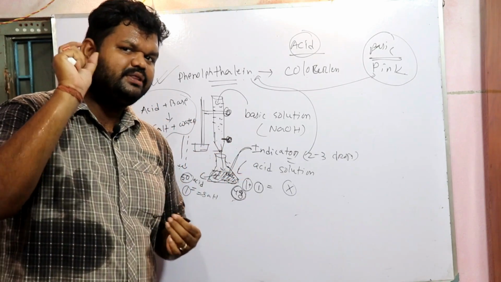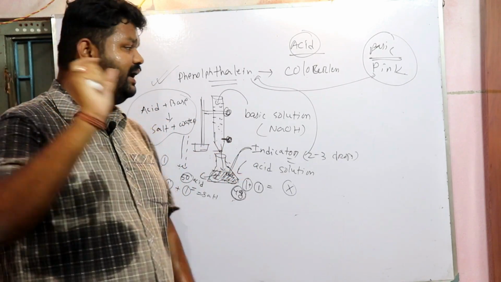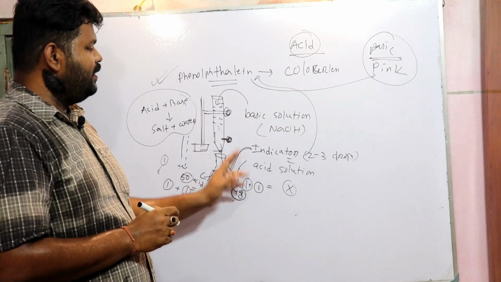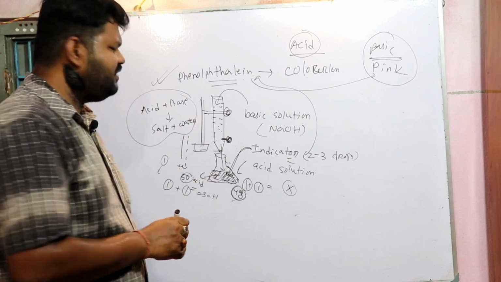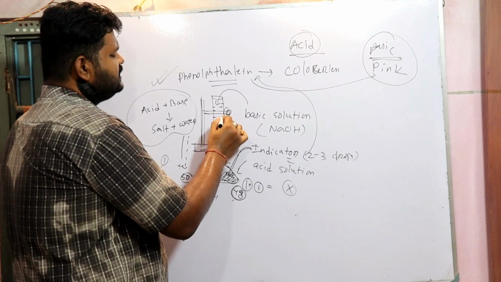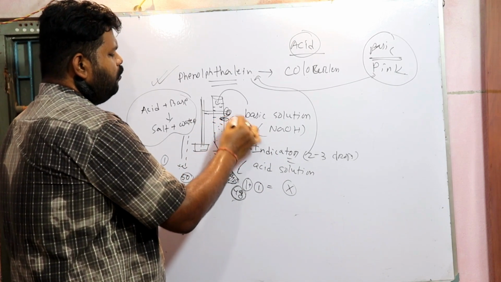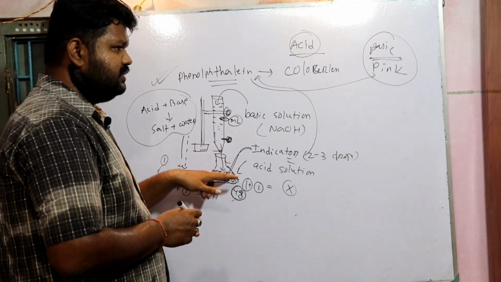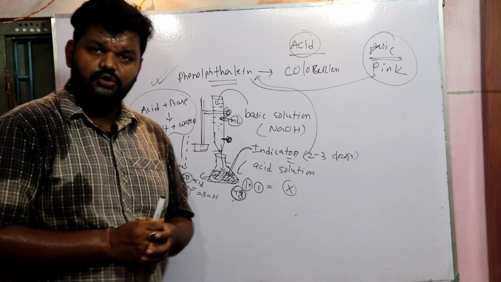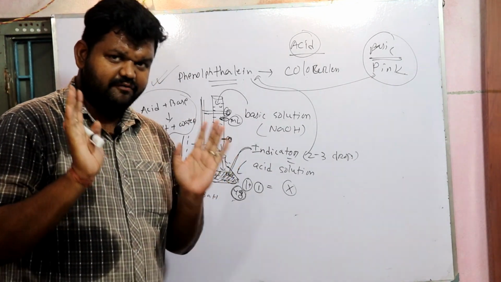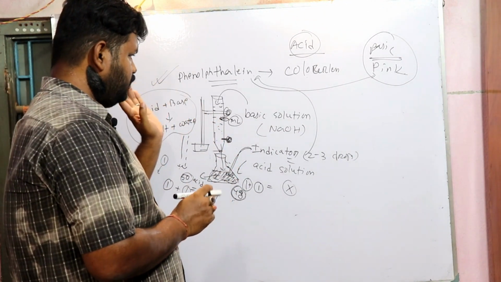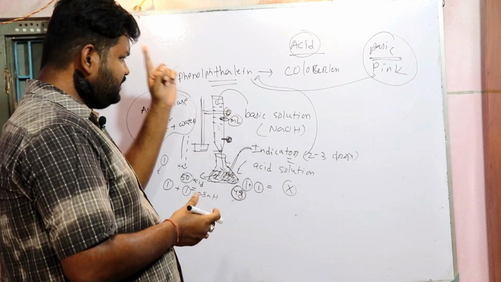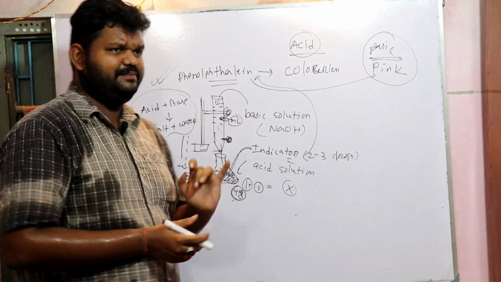So to find out that particular moment when the neutralization process is finished, to know that value, we have to use some indicator, and after that we have to calculate how many ml of basic solution is needed to neutralize this acid solution. So I think you have clearly understood what I want to say, that why phenolphthalein or methyl orange is used as an indicator in the acid base titration.